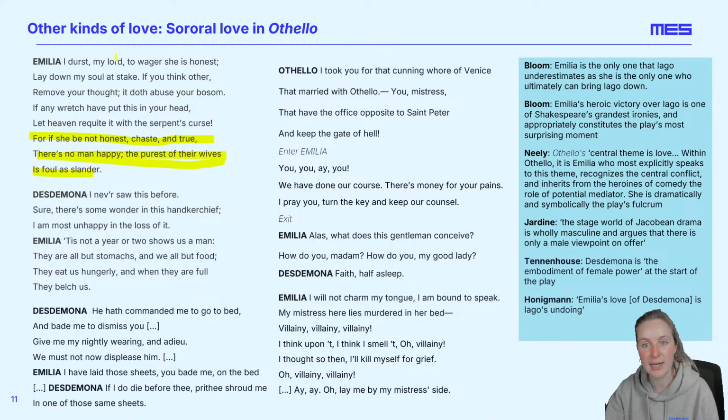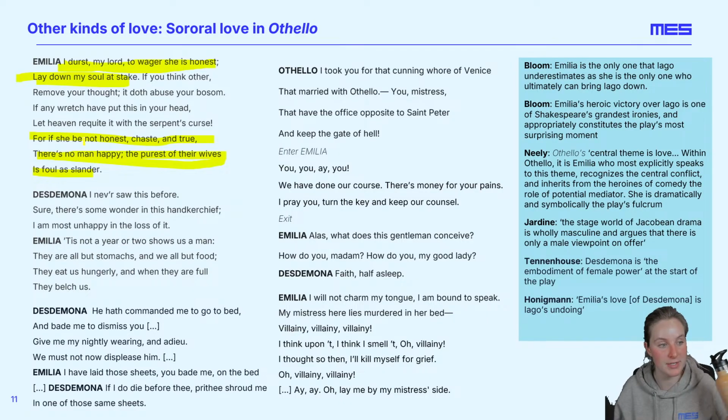So this is Amelia defending Desdemona to the point of laying down her life here, which shows that she's not willing to believe this slander on Desdemona. Very much in contrast to Othello, who immediately believes it.